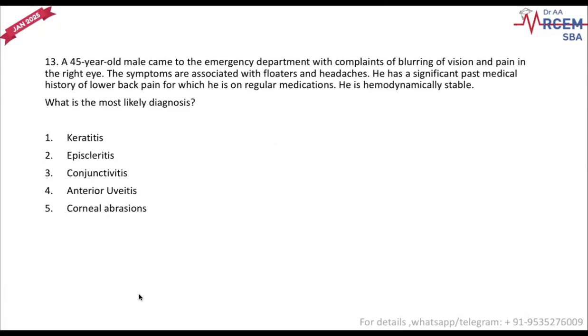A 45 year old male is brought to the medicine department with complaints of burning vision and pain in the right eye. The symptoms are associated with floaters and headache. He has a significant past medical history of lower back pain, for which he is taking regular medications. He's completely stable now. What is the most likely diagnosis? Past medical history is important.